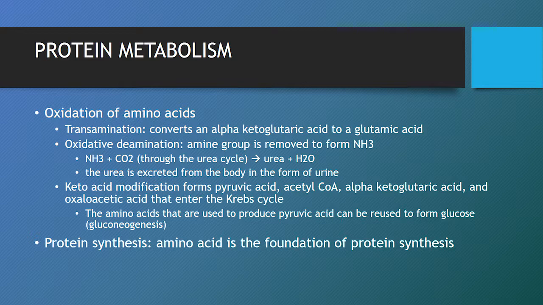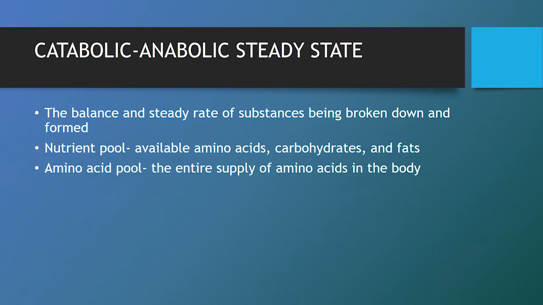The amino acids that are used to produce pyruvic acid can be reused to form glucose, hence gluconeogenesis. And then protein synthesis: amino acids are the foundation of the synthesis of protein. Next is the catabolic-anabolic steady state. This is the steady rate of catabolic and anabolic reactions, where substances are being broken down and formed at the same rate. The nutrient pool is the available amino acids, carbohydrates, and fats. And then the amino acid pool is the entire supply of amino acids in the body.